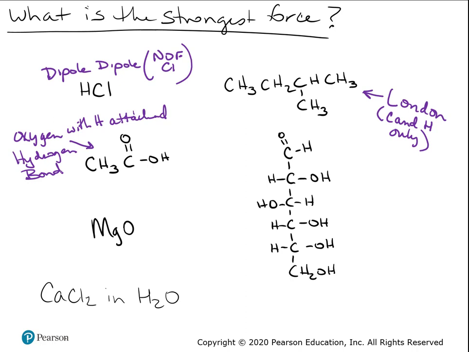What about MgO, magnesium oxide? Ionic. This is ionic because it's a metal and a non-metal.